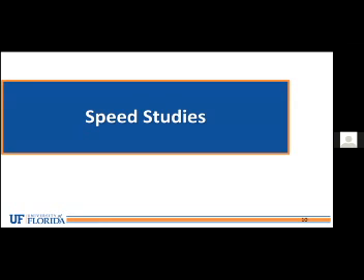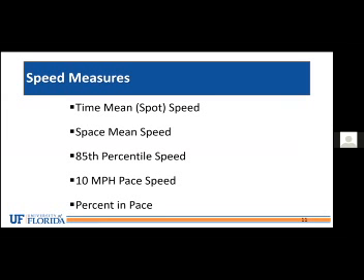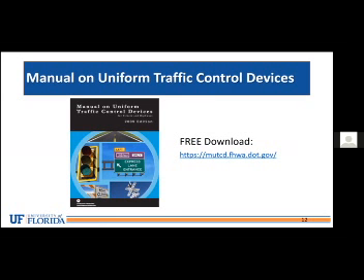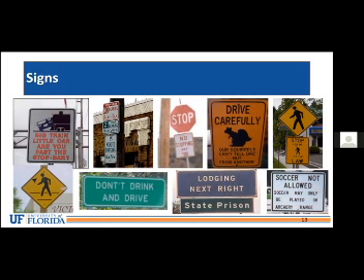Another thing we'll talk about are speed studies, and we'll look at things like the time mean speed, what that is, versus a space mean speed, what the 85th percentile speed is and how to determine it, and what the 10-mile-an-hour pace speed is, and how you determine the percent of vehicles in the pace. We'll also talk a lot about the Manual on Uniform Traffic Control Devices, the MUTCD, and things like signs that you see or traffic signals.